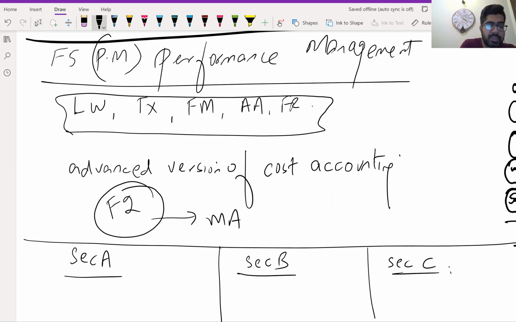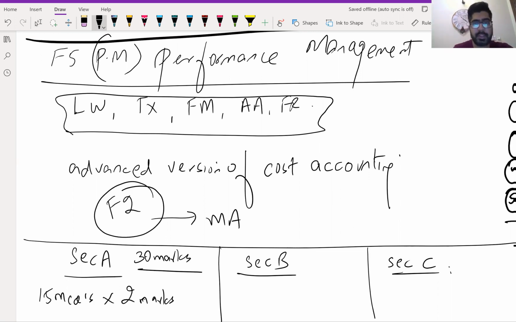Now, Section A has a worth of 30 marks, and it covers 15 MCQs, and each MCQ has a worth of 2 marks. Section A's worth is 30 marks. It contains 15 short MCQs of 2 marks each, so 30.